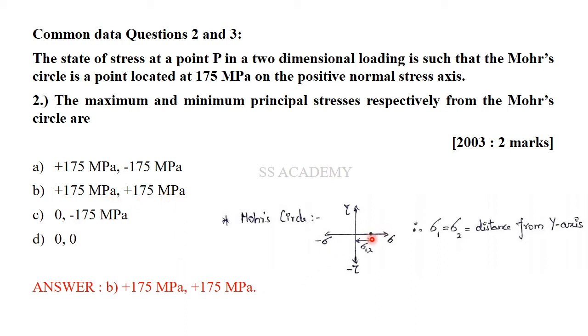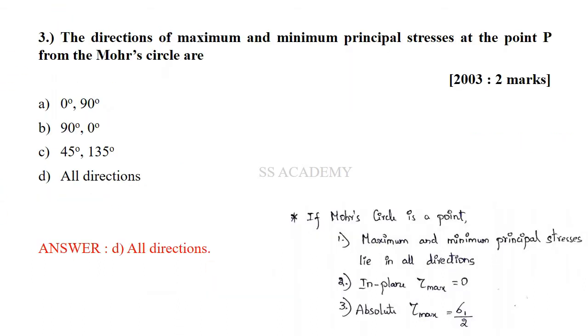Remember, if it is a point, all points will act. Along the point, all normal stress values will be principal stress. As per the data given earlier, we know that the Mohr circle is actually a point.